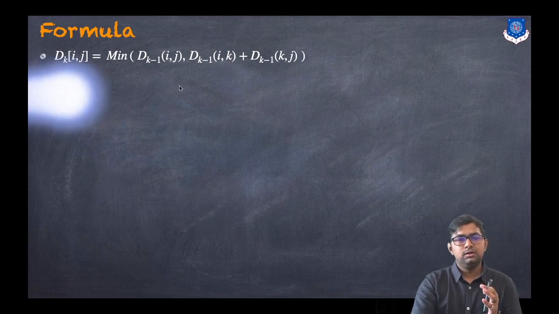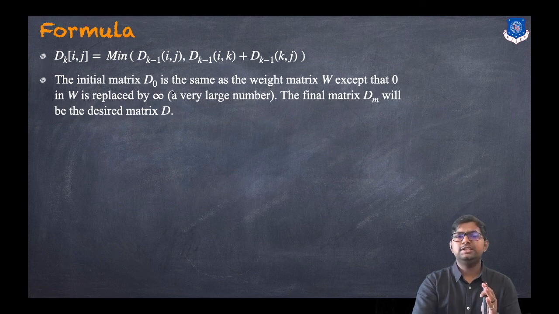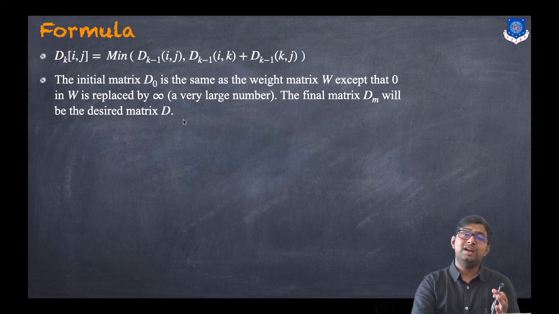Fine. So the initial matrix D0 is the same as the weight matrix. We know how to write a weight matrix. So as the weight matrix W, except that the 0 in W is replaced by infinity. Why? Because it is a very large number. Fine. So the final matrix Dm, where m is the order of the matrix, will be the desired matrix D.